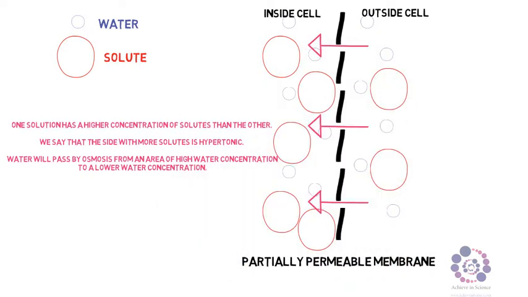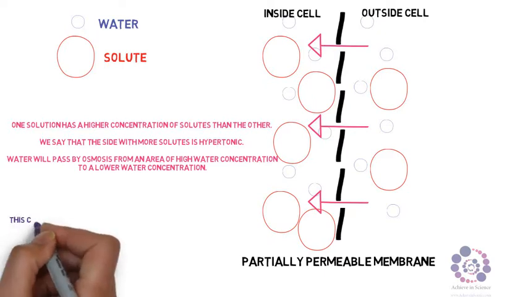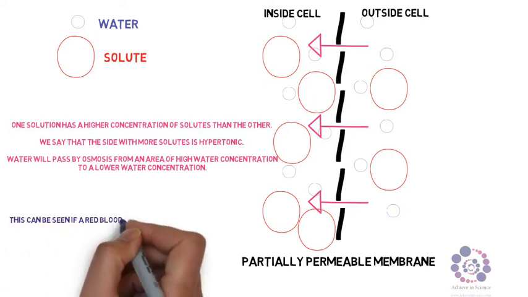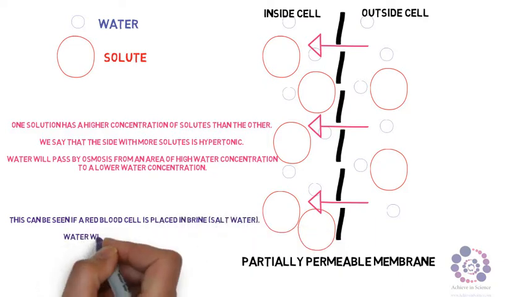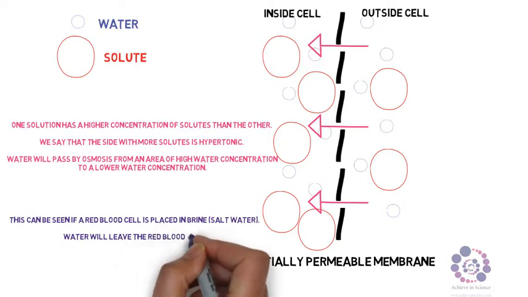This can be seen then in a red blood cell. If we place a red blood cell in salty water, otherwise called brine, what will happen is the water will leave the red blood cell and become more shriveled up, what we call flaccid.